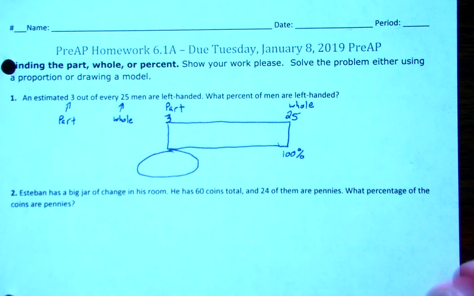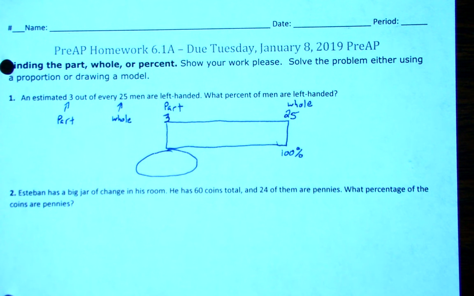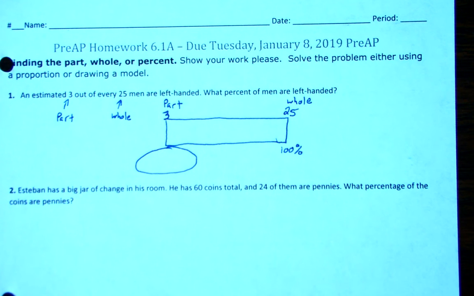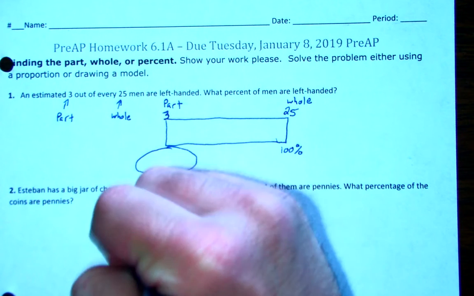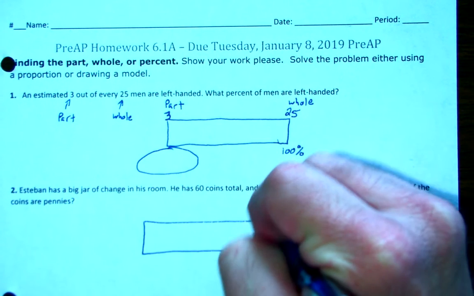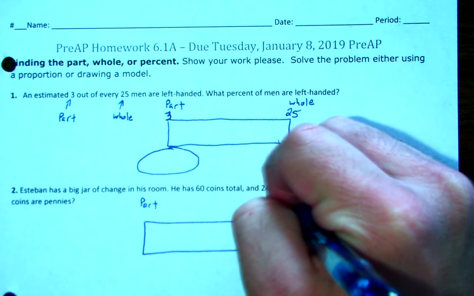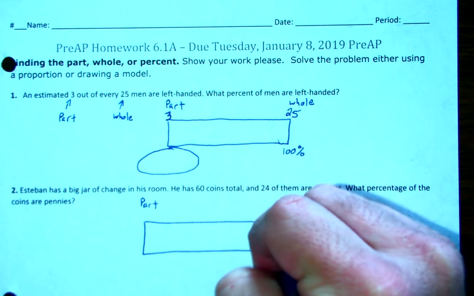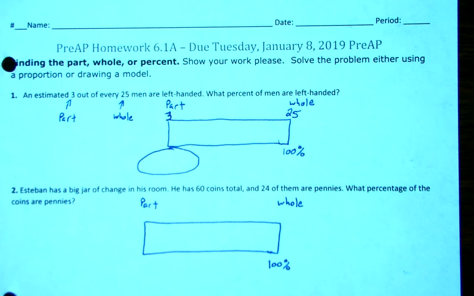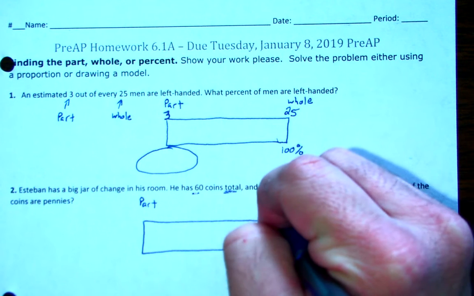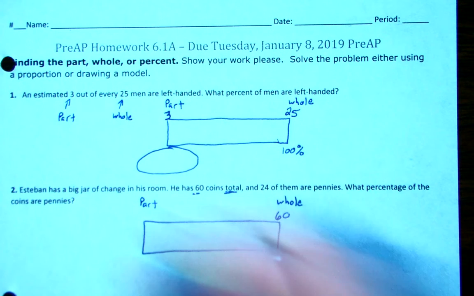Number 2, Esteban has a big jar of change in his room. He has 60 total coins, 24 of them are pennies. What percentage of the coins are pennies? So here we go. Here's our nice little percent bar. Part, whole, and here's 100%. Now, what represents my whole? Well, good, right here. The 60 total coins, that's your whole. 24 of them are pennies.